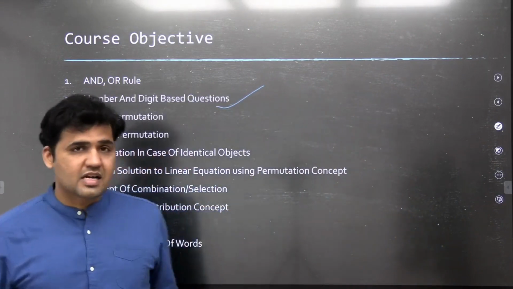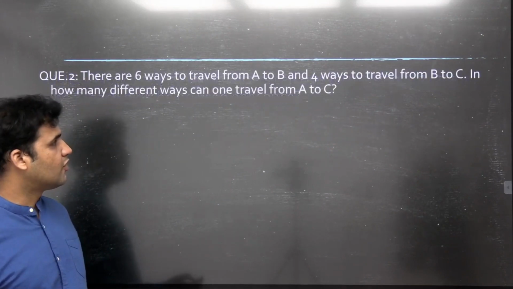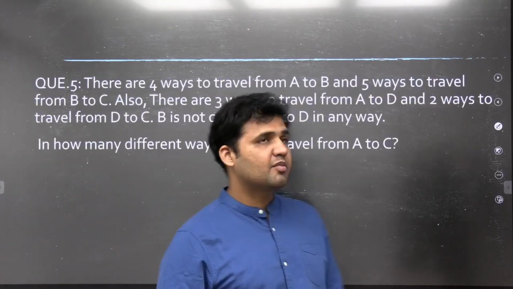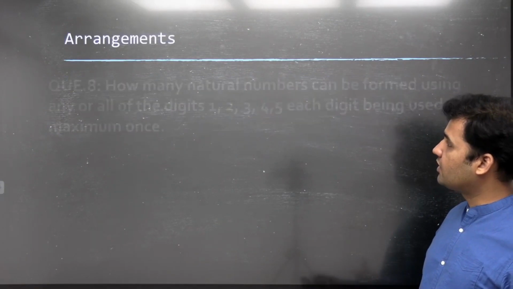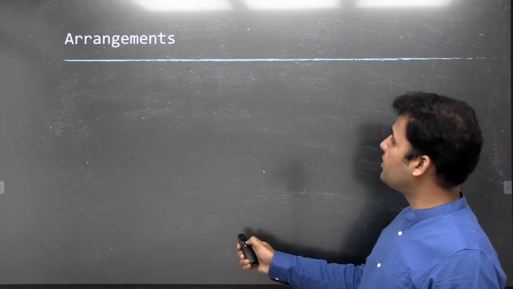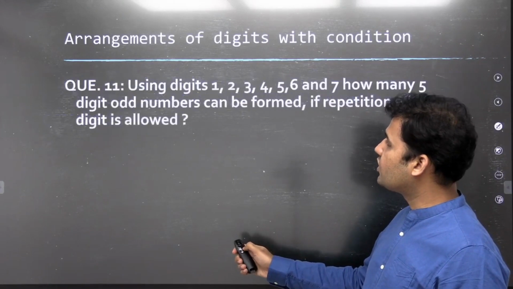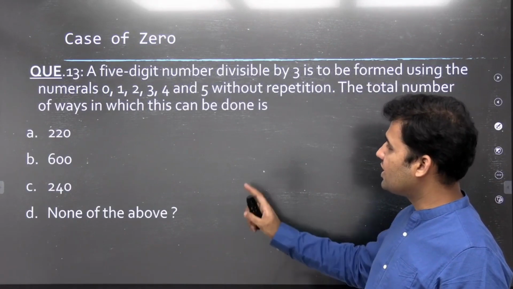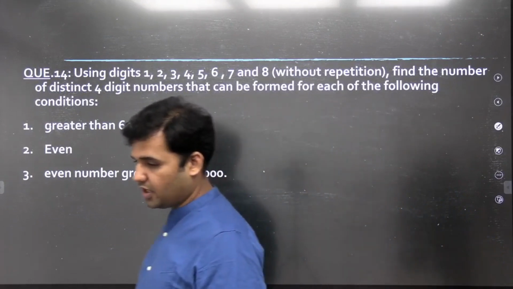So till now we have understood the concept of rule of AND and rule of OR with examples in the first video. Questions till question number 7 have been covered in the first video, and the arrangement concept and its application in digit based questions have been covered in the second video. Now in the third video we will continue with different types of questions. Question number 13 was the last question that we discussed in the previous video. Let's start from question number 14.